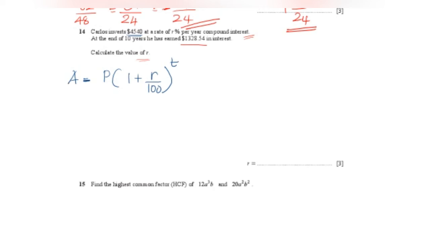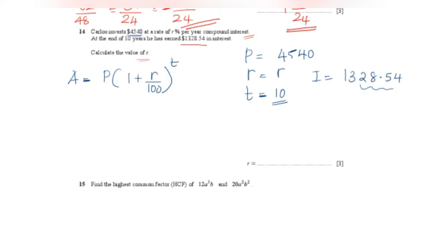Carlos invests $4,540, which is our principal amount. So principal amount is 4,540. The rate is not given, so let us put it as R itself. And the time taken is 10 years. The amount of interest he receives is 1,328.54. This is the interest he receives. So the interest he earns over the 10 years is given, which is 1,328.54. And his principal amount is also given.